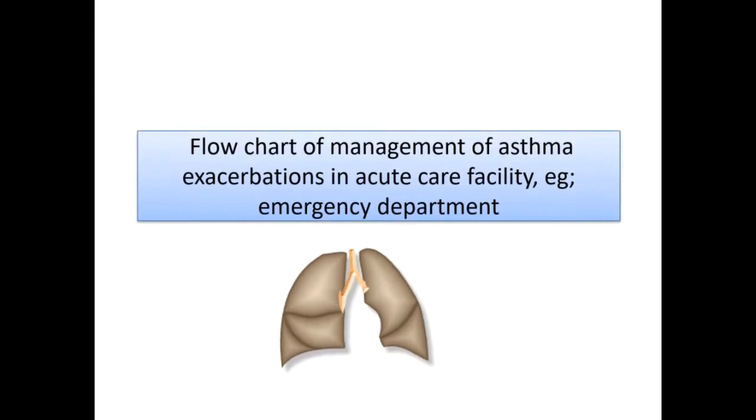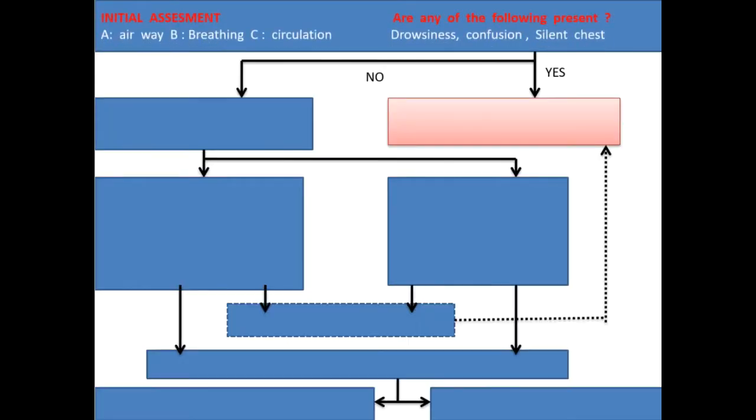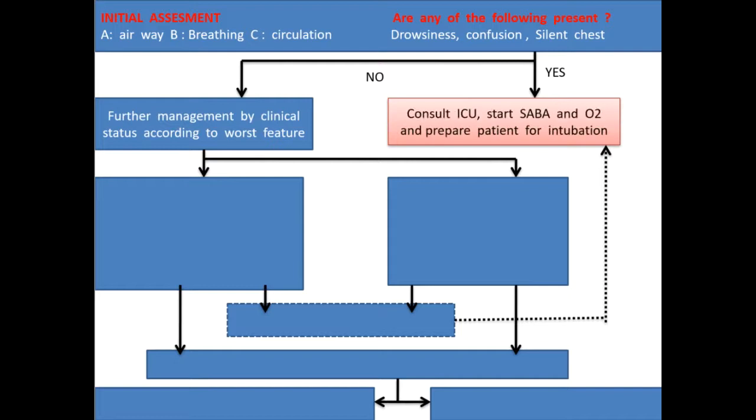Flowchart of management of asthma exacerbations in an acute care facility, e.g., the emergency department. Initial assessment: are any of the following present? A. Airway. B. Breathing. C. Circulation. Drowsiness, confusion, silent chest. Further management is by clinical status according to worst feature.